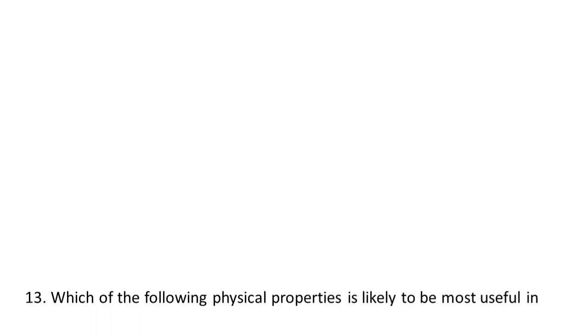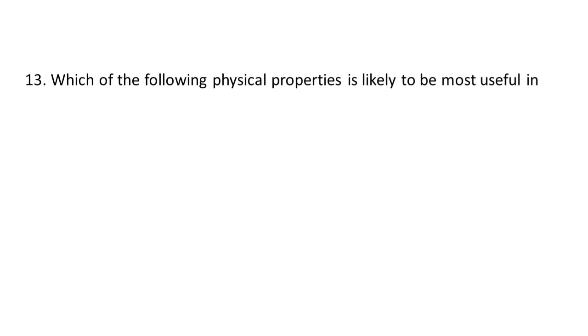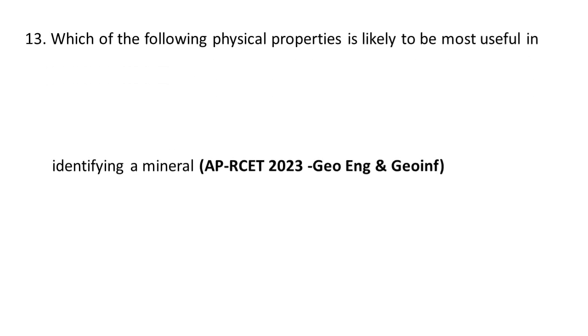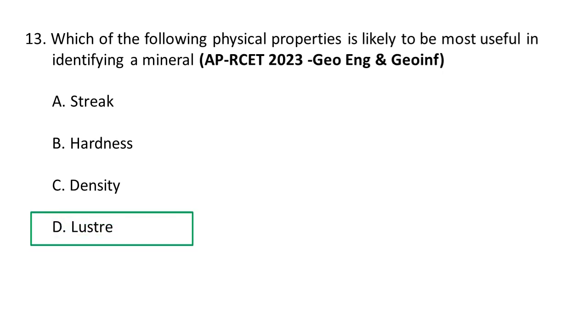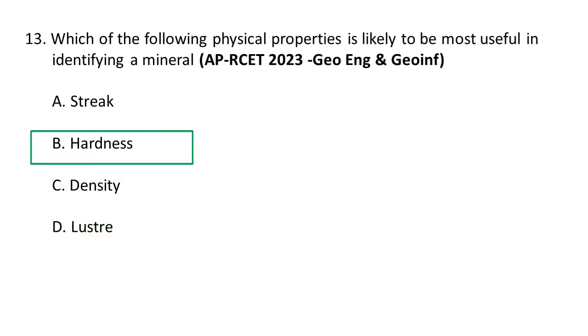Next question. Which of the following physical properties is likely to be most useful in identifying a mineral? A. streak, B. hardness, C. density, D. luster. The property most useful in identifying a mineral is hardness, also known as the Mohs scale of hardness. So B. hardness is the correct option.